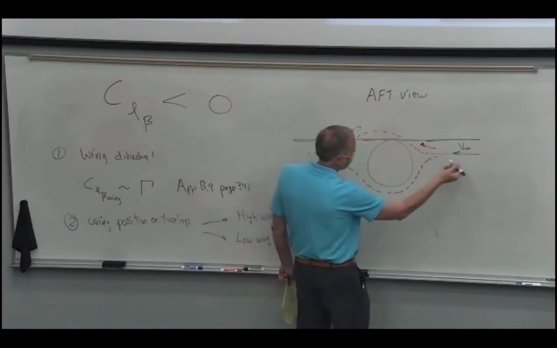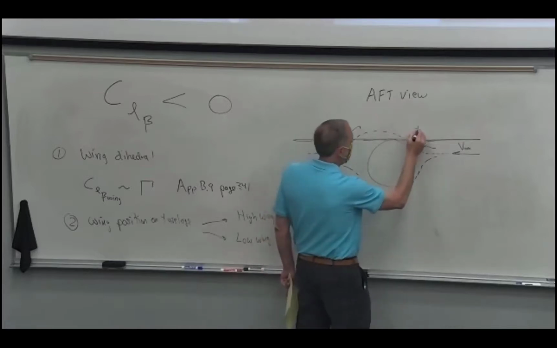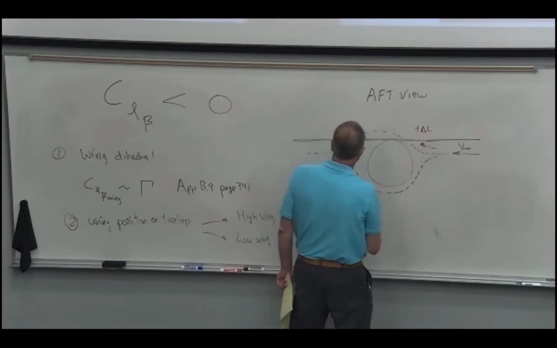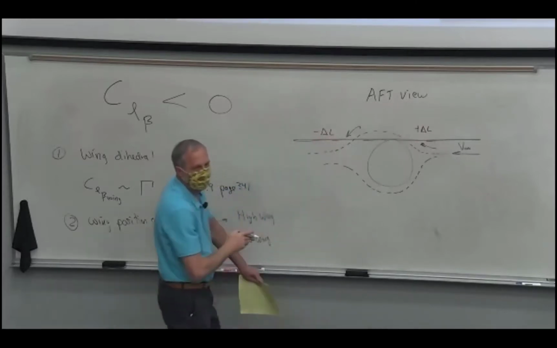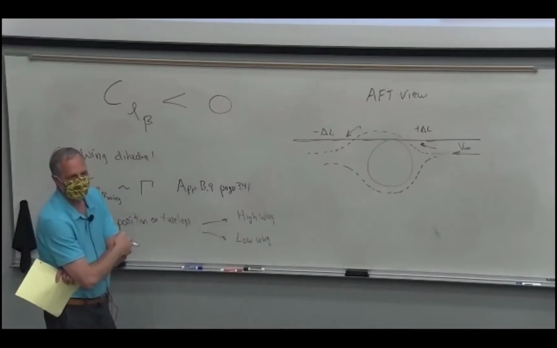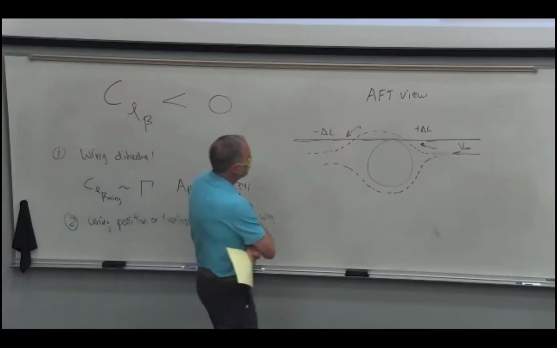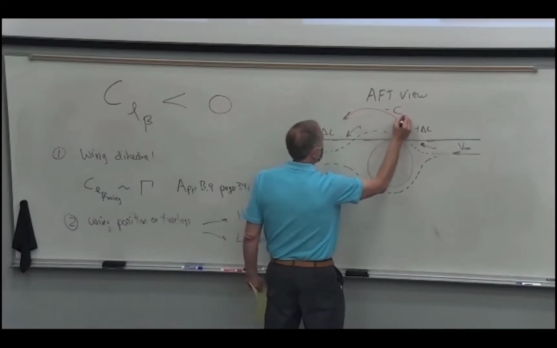And you notice that the flow, as it goes around the fuselage, pushes up on this side of the wing. So we get more lift here. And on this side, we get less lift. So we get a positive delta on the right and a negative delta on that. So that pressure difference, the lift difference, is going to give us a negative roll.